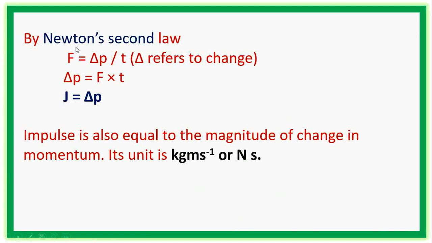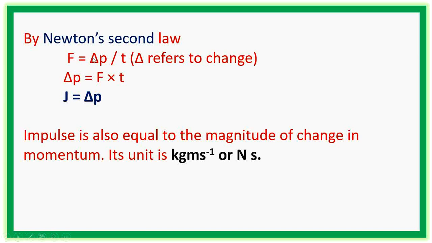Now, let us see the derivation for impulse. By Newton's second law, F is equal to delta P by t. Here delta refers to change, and P is linear momentum. So, F is equal to change in linear momentum by time. From this we find delta P. So, delta P is equal to F into t. Now, what is F into t? It is impulse, the product of force and time. Which letter do we use for impulse? J. So, J is equal to delta P.